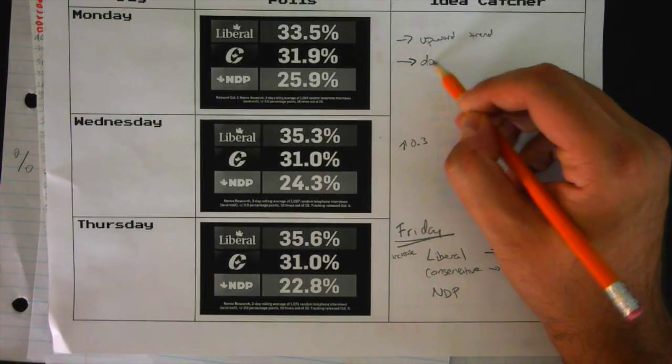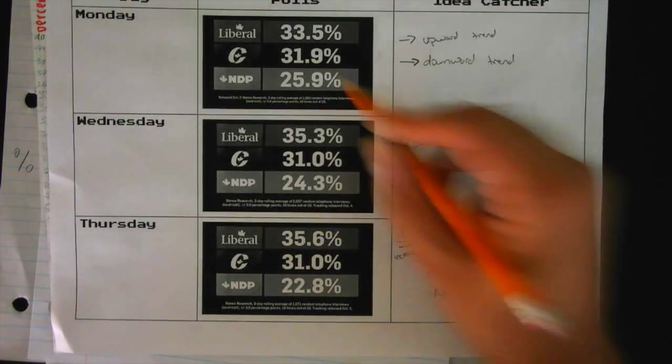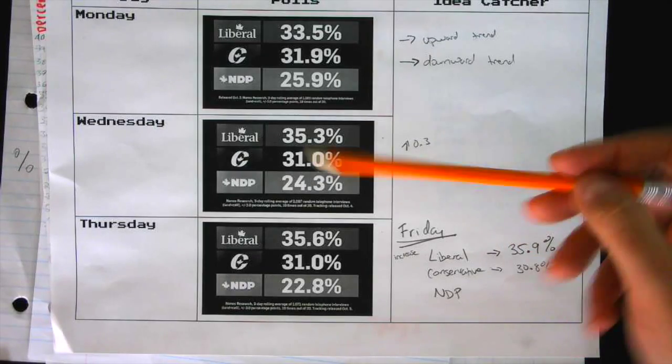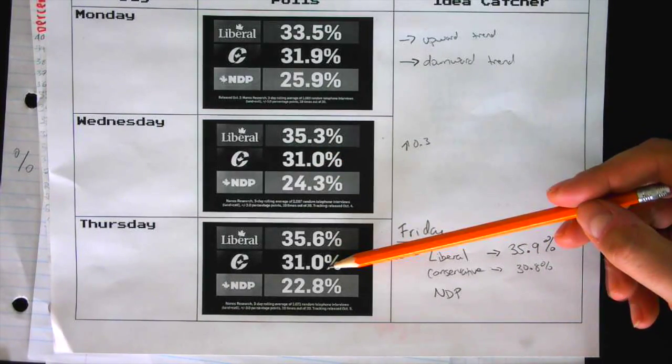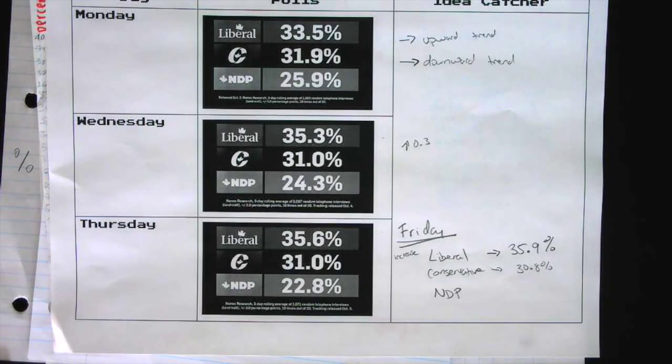So you said downward trend. Let me write that down. It is a downward trend because it started off at 31.9, and like you said, it went down to 31. Even though it stayed the same, the overall trend is that it's going down. Okay? What were you going to add to that? Anything else? Because I kind of interrupted you.